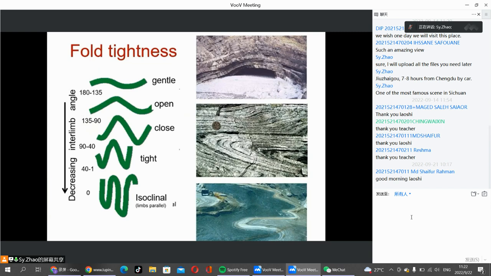And as to tightness, the tightness degree of the fold is divided into gentle, open, close, tight, and isoclinal fold according to the decreasing interlimb angle. Like the arrangement is like this.